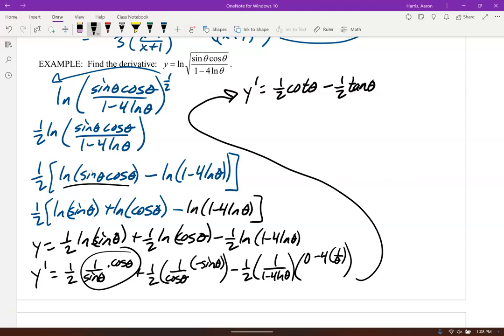And then I've got this mess here. Let me clean this up. I got minus 1/2. I've got 1 over 1 minus 4 ln of theta. And then I've got this negative 4 over theta. So notice that leaves me with a negative 2. So I got, in the numerator, negative 1 times negative 2. I got a positive 2.